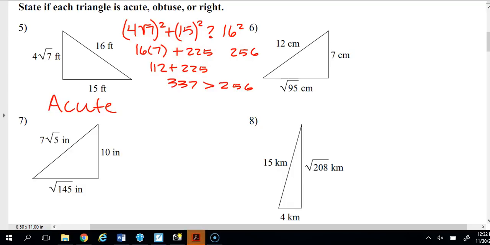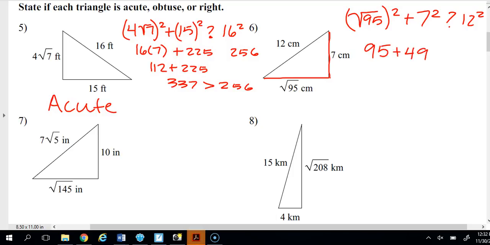Over here on the right, number 6, again, we're going to compare this side and this side to the hypotenuse. So we're going to do the square root of 95 squared plus 7 squared, and we're going to see how that relates to 12 squared. So the square of a square root is what was underneath the radical. This is going to be 49, question mark, again, this is 144. So that actually is 95 plus 49 is 144. So these are equal to each other. So that tells us that this is a right triangle.